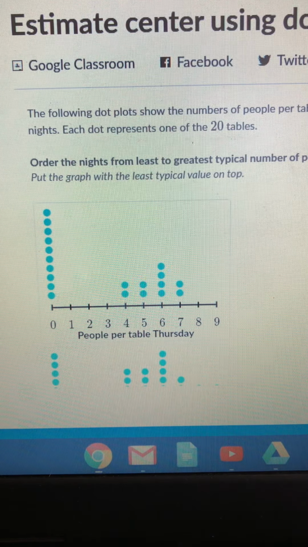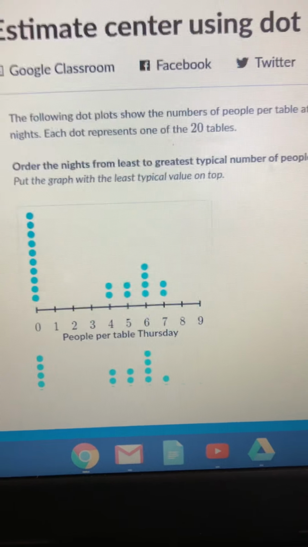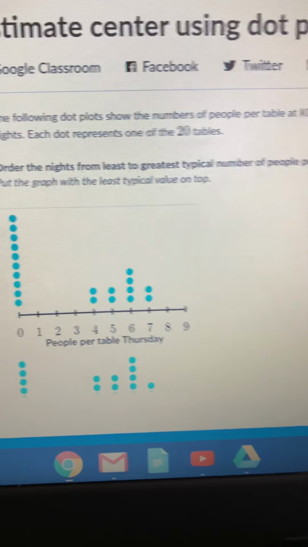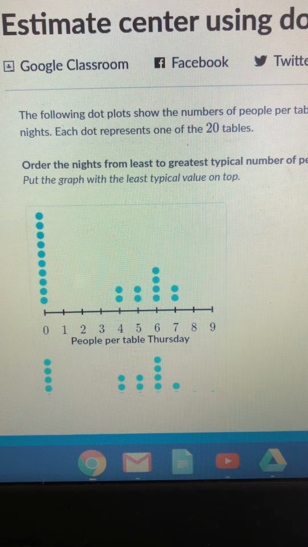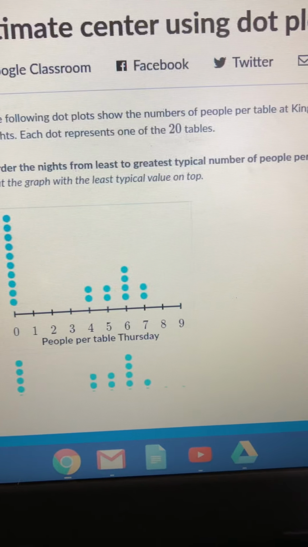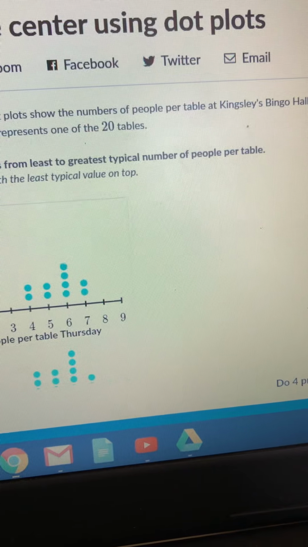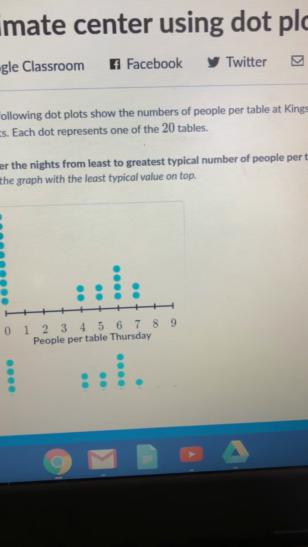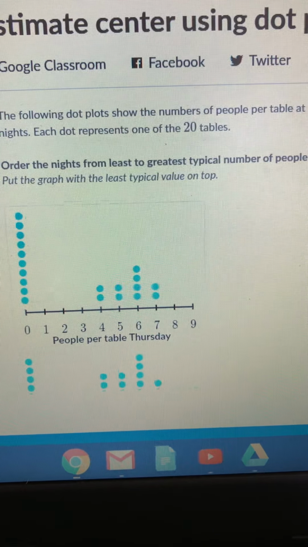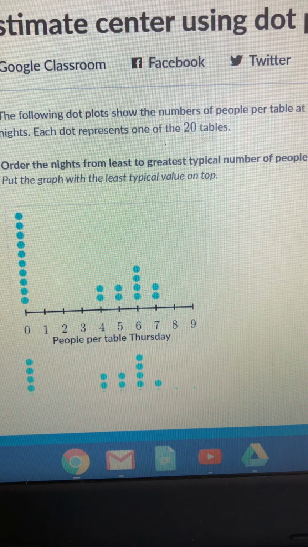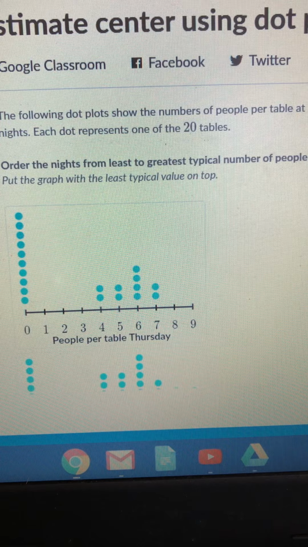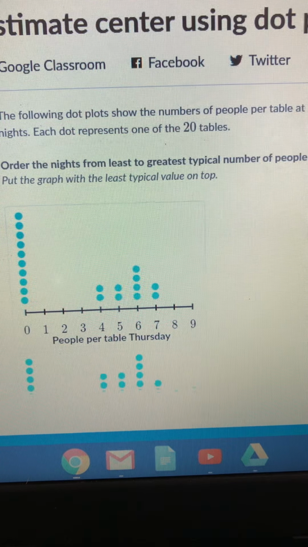Hi there, we're going to be estimating center using dot plots on this Khan assignment. So this says the following data plot shows the number of people per table at Kingsley's Bingo Hall on 3 different nights. Each dot represents one of the 20 tables. Order the nights from least to greatest typical number of people per table, and put the graph with the least value on top, the least typical value.